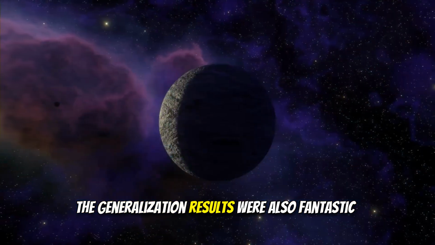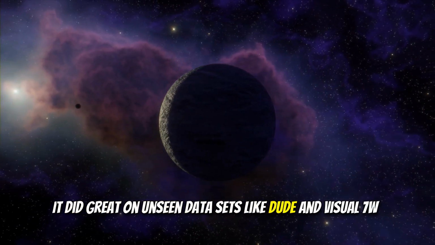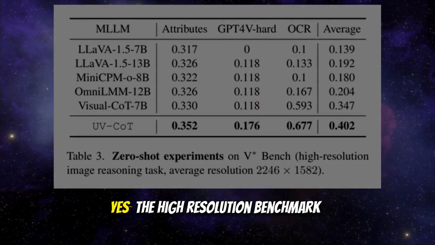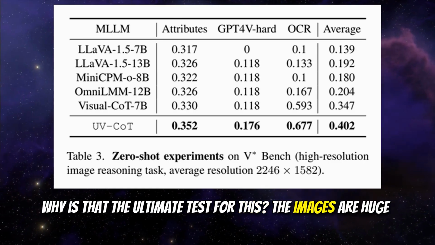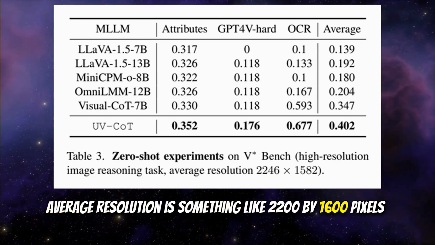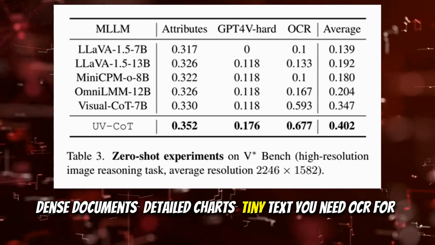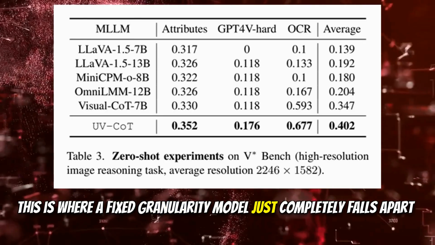The generalization results were also fantastic. It did great on unseen datasets like DUDE and Visual 7W. But we have to talk about the V-star bench results. Yes, the high-resolution benchmark. Why is that the ultimate test for this? The images are huge. Average resolution is something like 2200 by 1600 pixels. Dense documents, detailed charts, tiny text you need OCR for. This is where a fixed granularity model just completely falls apart.